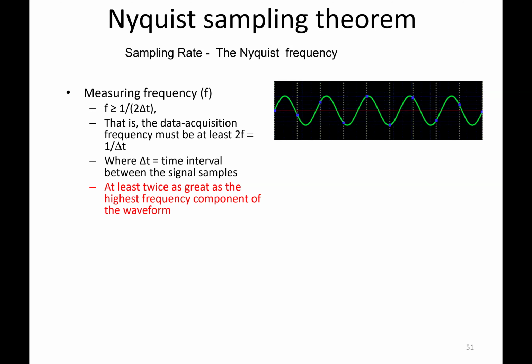Now, notice what that equation is saying. The frequency must be greater than 1/2 delta t. Delta t, that's seconds, right? Per second, that's the frequency. Are we together there? That's what it's saying. The frequency must be greater. That is time. So how often do you acquire that particular waveform? So that is here. At least you sample twice as great as the highest frequency component of the waveform.